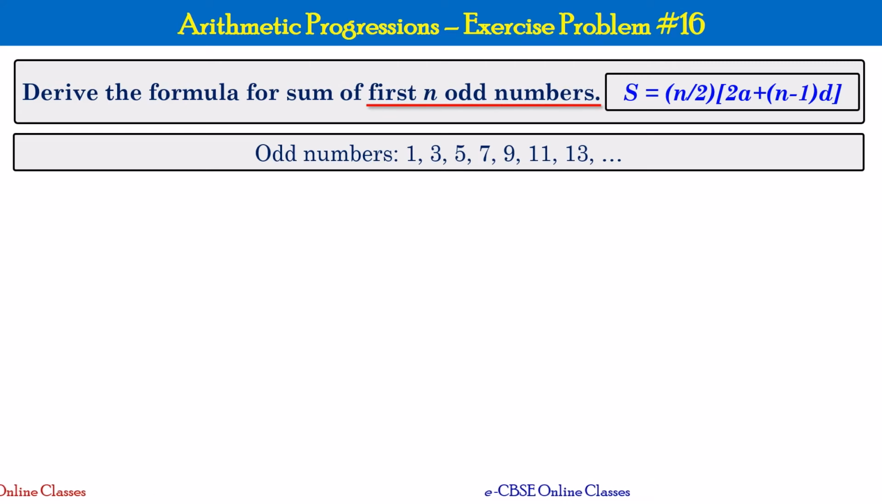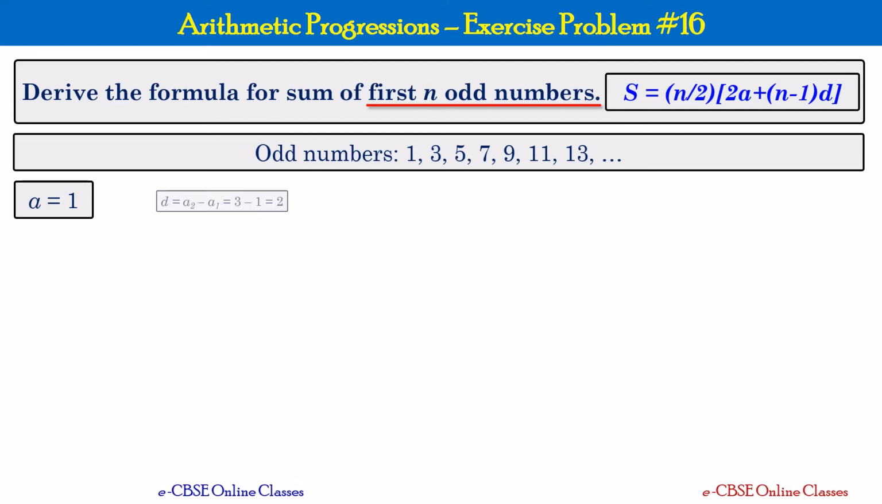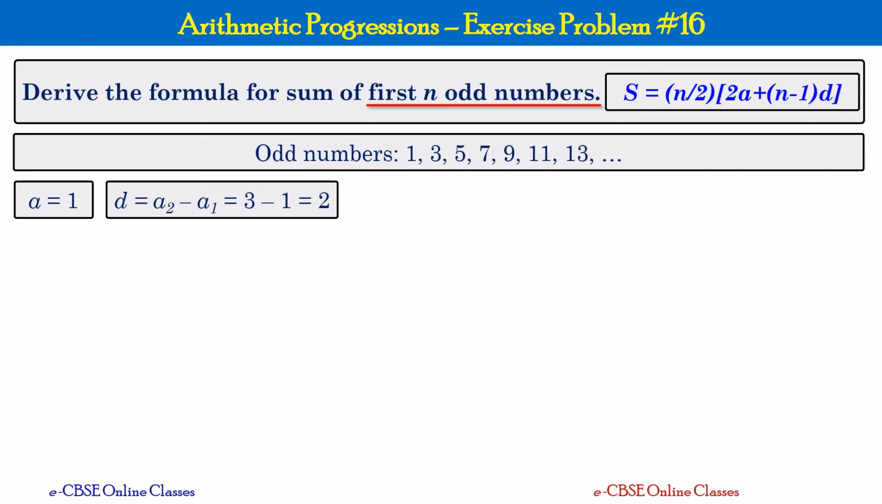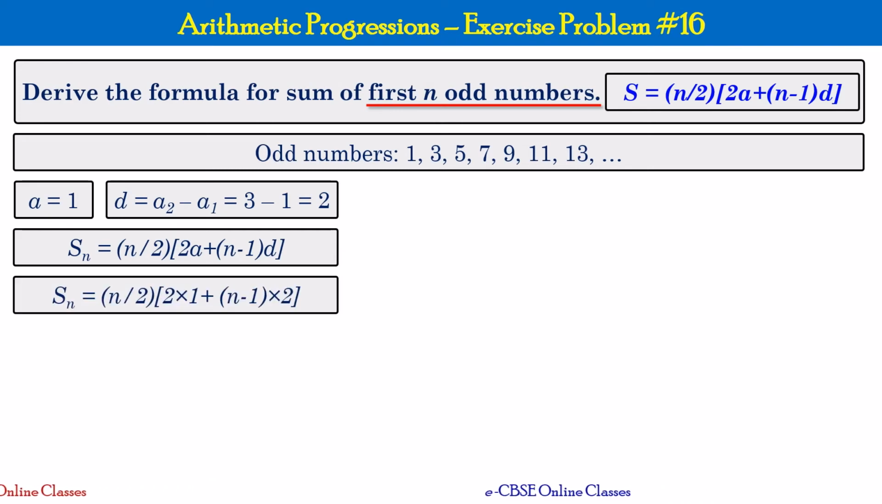What are we asked? First n odd numbers, correct? So here a equal to 1, the first number, d can be found out by any two consecutive numbers difference. So I am using the first two terms here, a2 minus a1, that is 3 minus 1, that is equal to 2. Now let me write the formula again here and substitute the value of a as 1 and d as 2. That becomes n by 2 times 2 into 1 plus n minus 1 into 2. Denominator has the value of 2, so it cancels the 2 in the numerator.